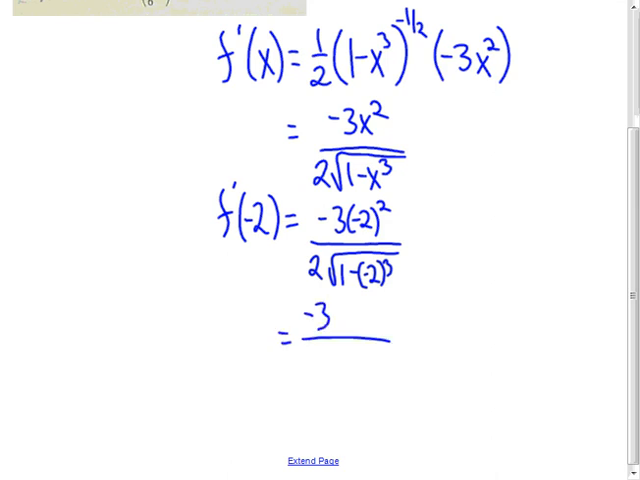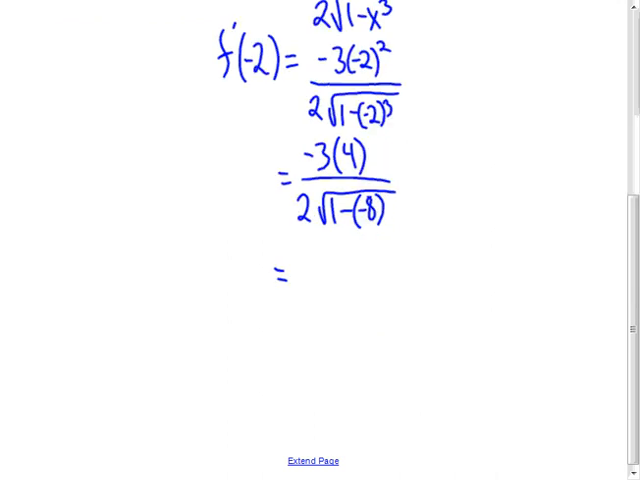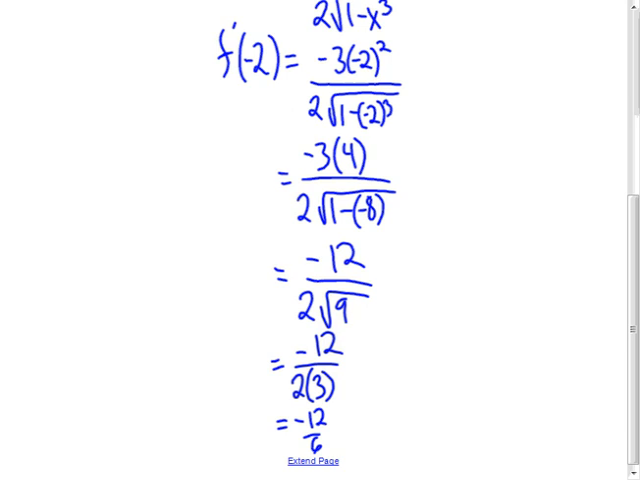That's negative 3 times negative 2 squared, which is negative 12. In the denominator, I have 2 times the square root of 1 minus, and then negative 2 cubed is negative 8. Well, that's going to be negative 12 over 2 times the square root, and 1 minus negative 8 is 1 plus 8, which is 9. And of course, that's negative 12 over 2 times the square root of 9, which is 3. That's negative 12 over 6. And of course, negative 12 over 6 is negative 2.